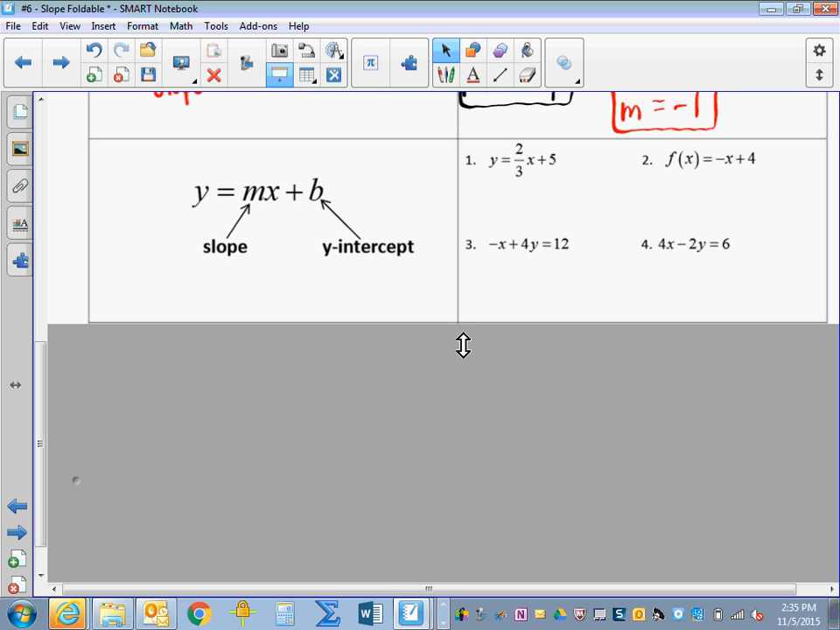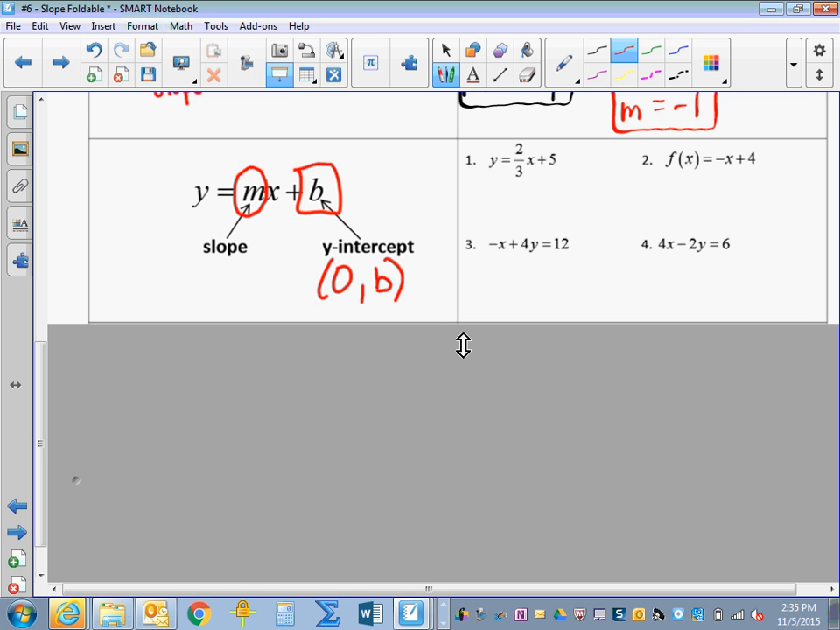All right, so we have y equals mx plus b. The m, which is the number in front of my x value, that is my slope. And b is my y-intercept. This is where it crosses your y-axis, 0, b, that's where it crosses your y-axis.